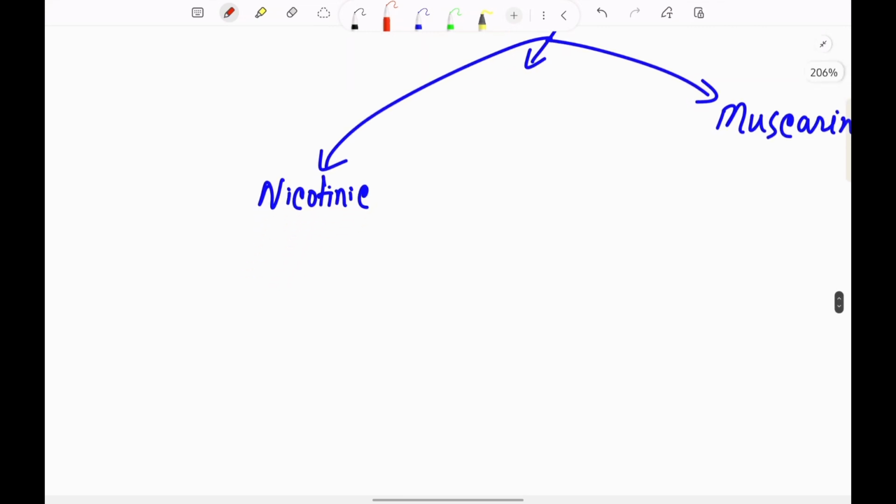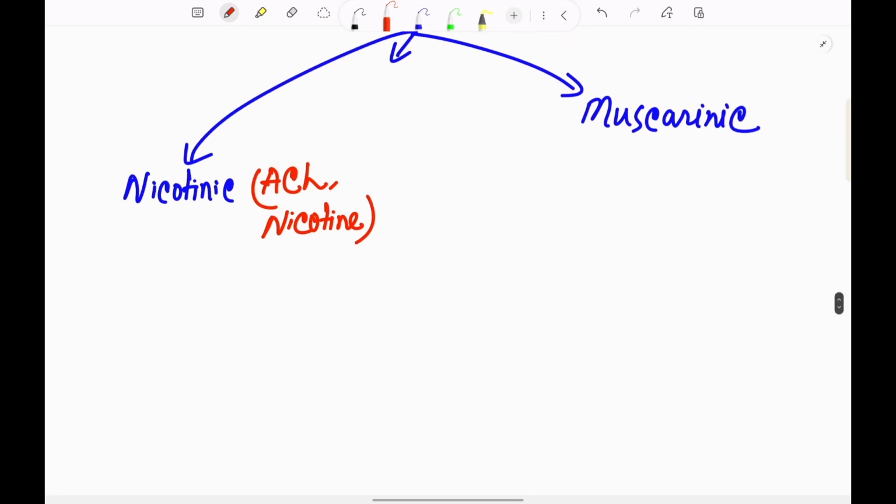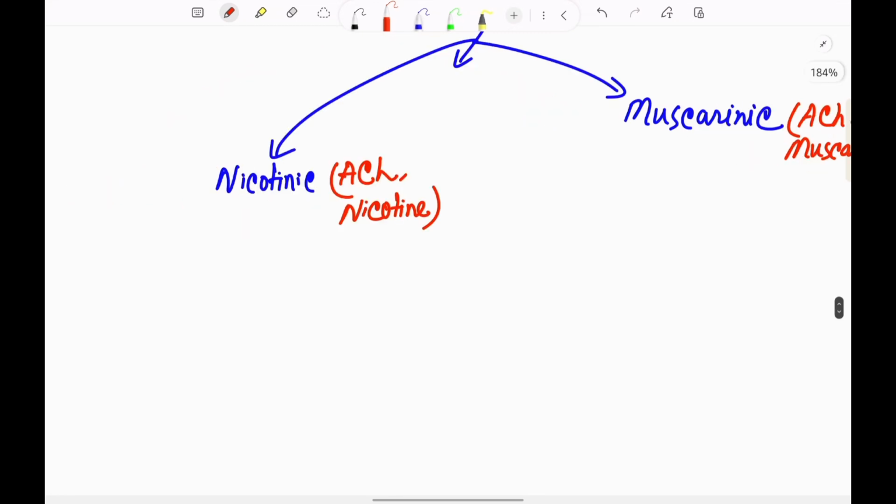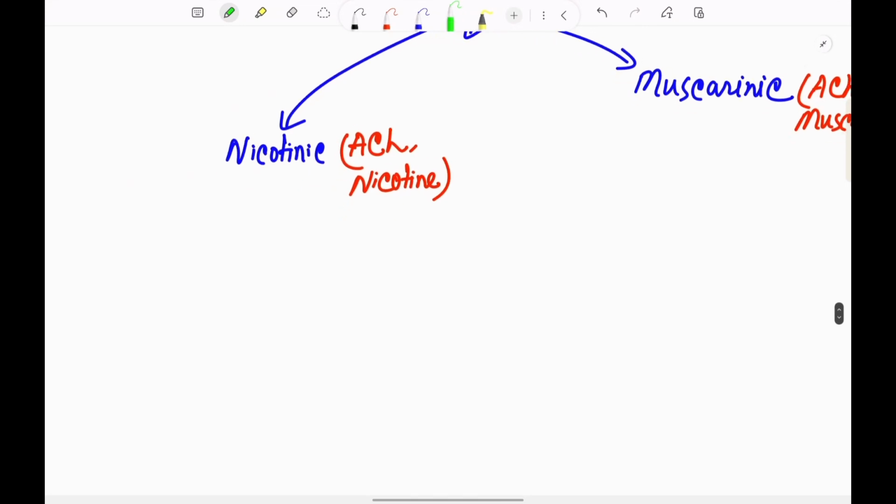On nicotinic receptor, the acetylcholine binds and also nicotine can bind and stimulate the receptor. That's why it is also called nicotinic receptor. And on muscarinic receptor, acetylcholine binds and also an alkaloid which is produced from plants, muscarine, also works. That's why it is also called muscarinic receptor. So the nicotinic and muscarinic have further subdivision.